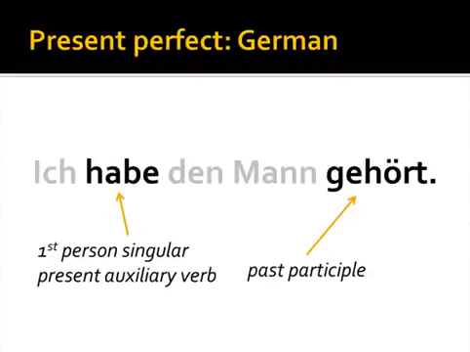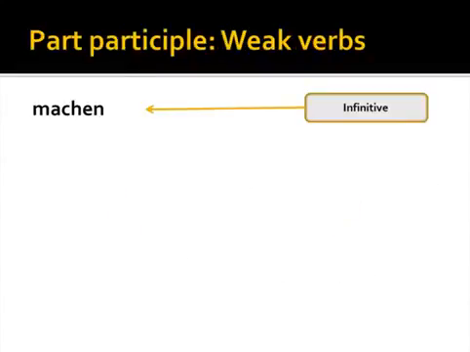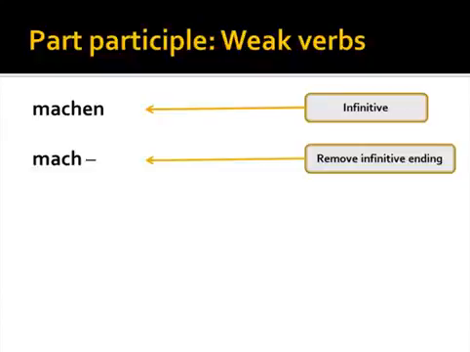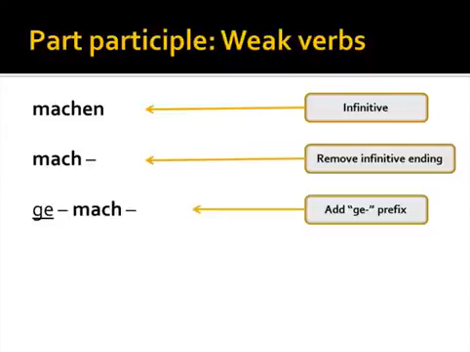So how do we form the past participle of German verbs? There are several different ways to do it depending on what type of verb you're dealing with. So we have a common run-of-the-mill weak verb, machen. Now what we're going to do is take the -en ending off. We're going to remove the infinitive ending to give us the verb stem mach. Now in front of this we're going to add a ge- prefix, gemach.